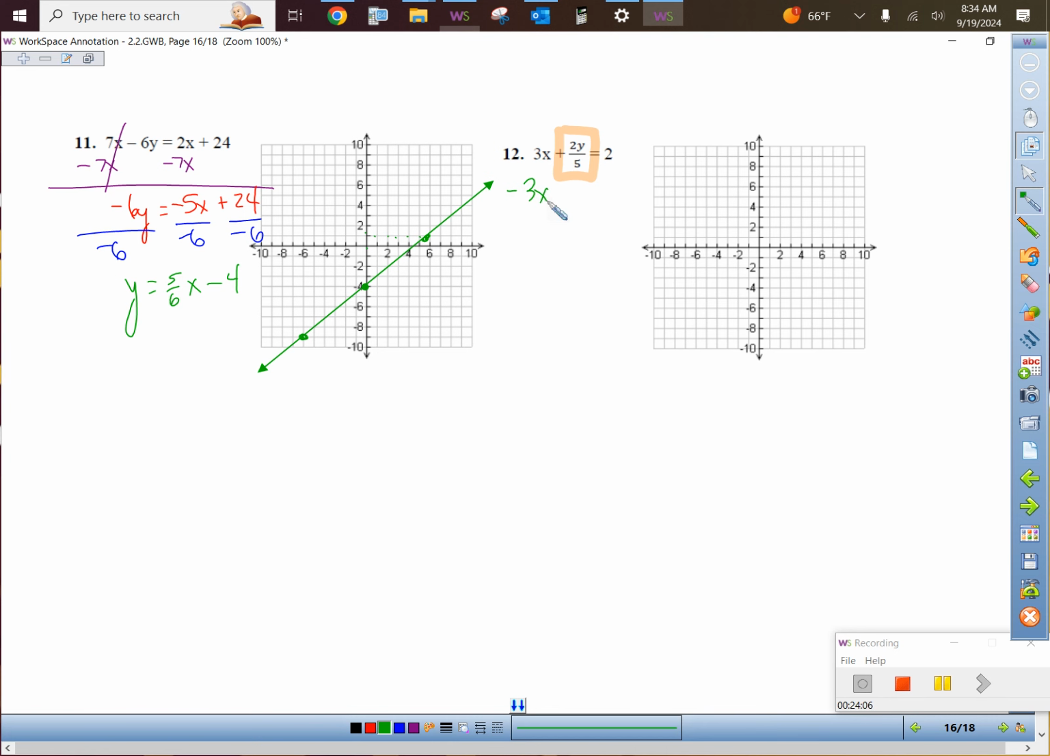So I'm going to subtract 3x over. That's what I want to do. 2y over 5 is what was there, and minus 3x plus 2. I just subtracted 3x from both sides. And I know y'all are some pretty smart folks.